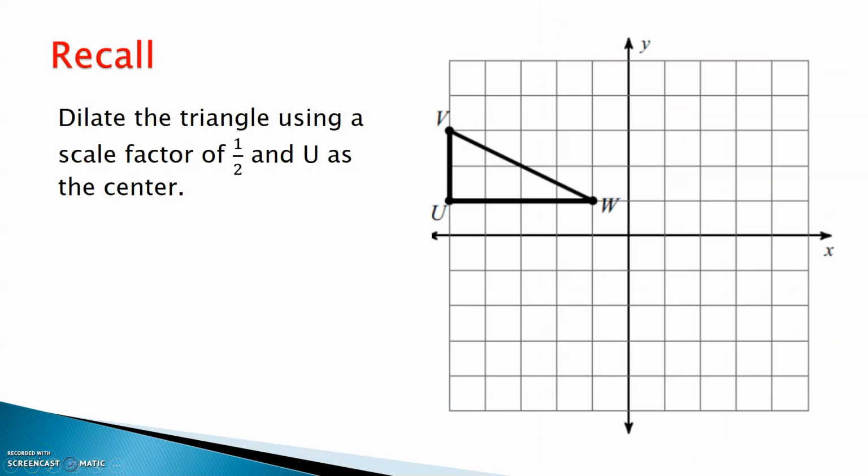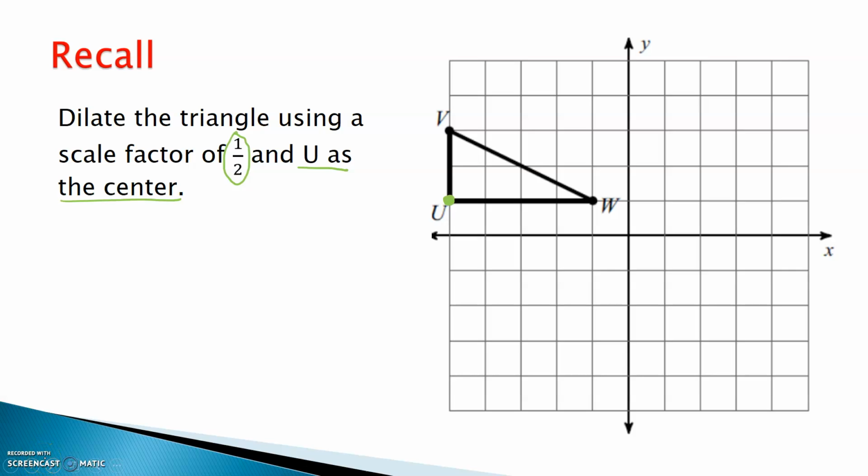On Tuesday, we started actually performing the dilations, and I told you it's very important where we're standing. Dilate the triangle using a scale factor of 1/2. I know this is going to be a reduction because 1/2 is between 0 and 1, so my triangle should be getting smaller. Here's the important difference between Tuesday and today: U is the center. Everything I do is going to be based off of that U.